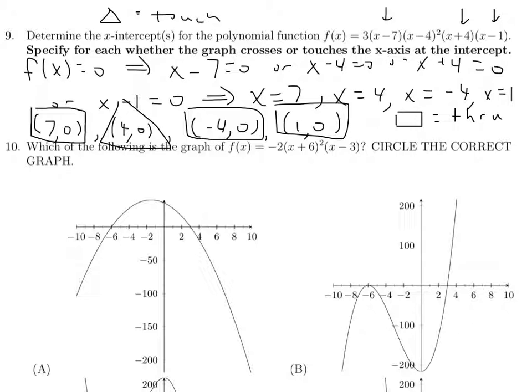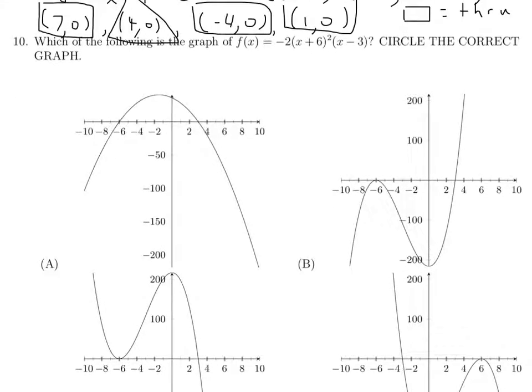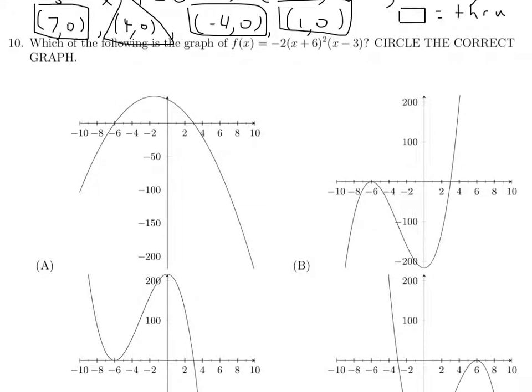So the evenness or oddness of the power in the factorization tells us whether the graph passes through or just touches. And if you're not sure, draw this on your calculator. It may take some doing with your window, but you can draw it on a calculator and see that really is the correct characterization of those two things. So we see that more in this problem.